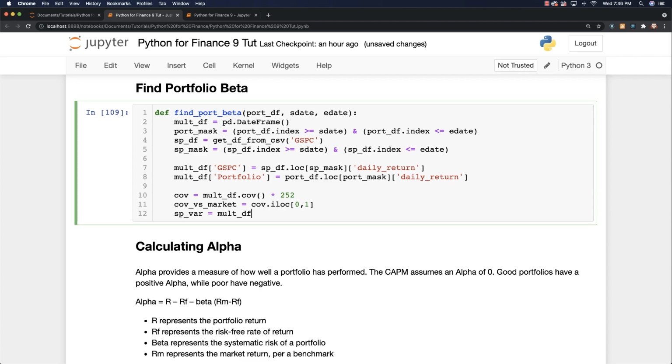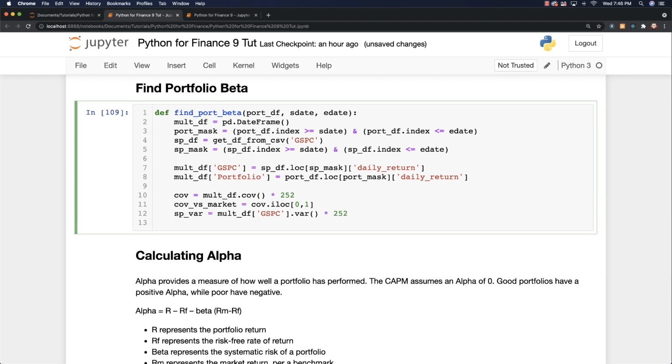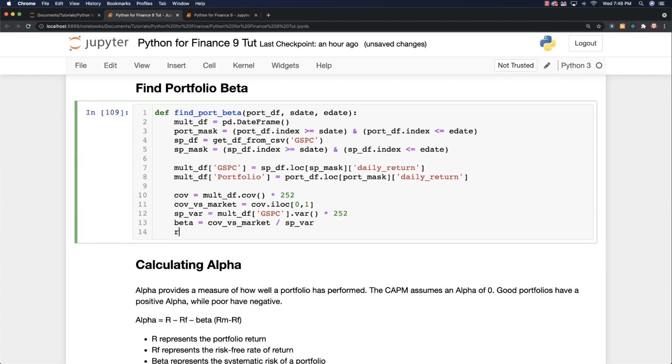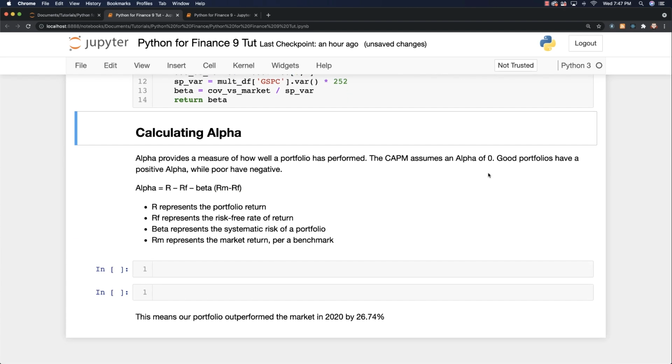So mult DF, but guess what? Most of the time it doesn't work out this way. Most of the time everybody underperforms the stock market, not the other way around. So, and I'm just going to say variance and times 252, and then I can calculate beta. Beta is going to be equal to the covariance versus the market, like that, divided by the S&P 500 variance, and I can return the beta. Whoops, beta, like that. Boom. Okay, and there we go.